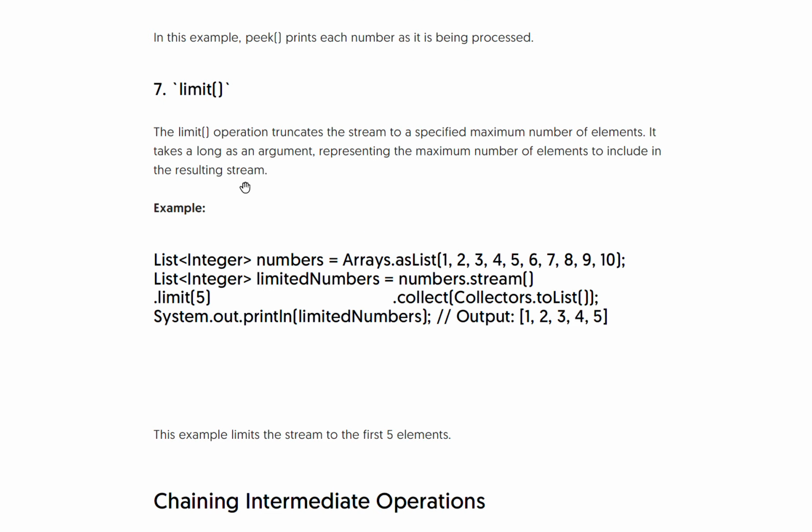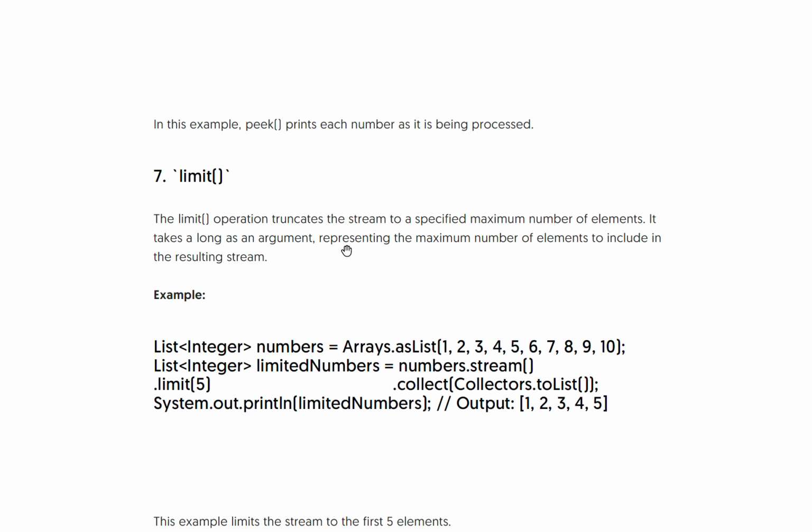Next, limit. Here we are going to see the limit operation. What is this limit operation? It is going to limit to a certain number of elements. The limit operation truncates the stream to a specified maximum number of elements. It will stop further processing. It will limit up to the count we are giving, up to that number of elements.